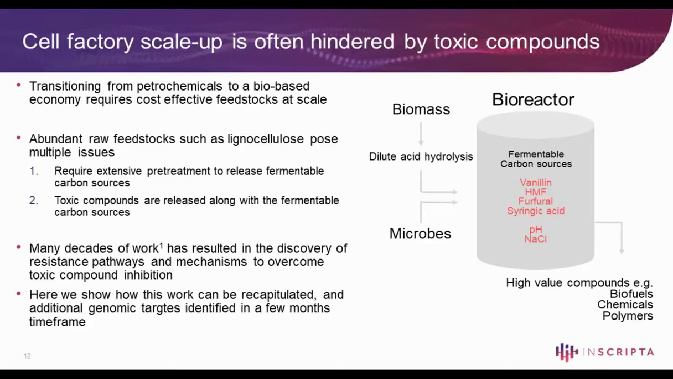In order to transition from petrochemicals to a bio-based economy, we need cost-effective feedstocks at scale. Unfortunately, abundant raw feedstocks such as lignocellulose pose multiple issues. They generally require extensive pretreatment to release fermentable carbon resources, and multiple toxic compounds are released along with the fermentable carbon sources. So many decades of excellent work has resulted in the discovery of resistance pathways and mechanisms to overcome toxic compound inhibition. However, for increased performance and production of new compounds and shifting process requirements, there is a need for rapid optimization at scale.